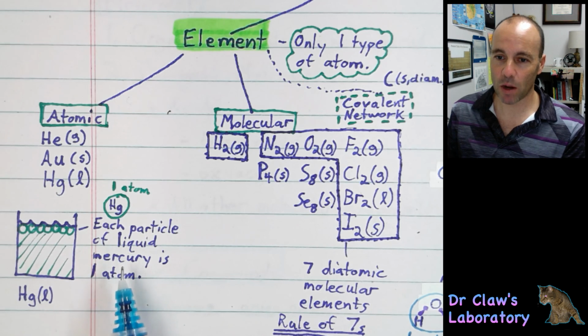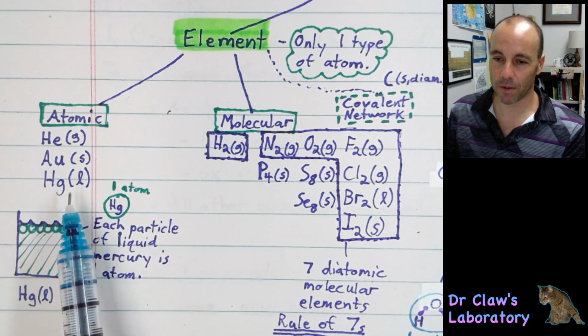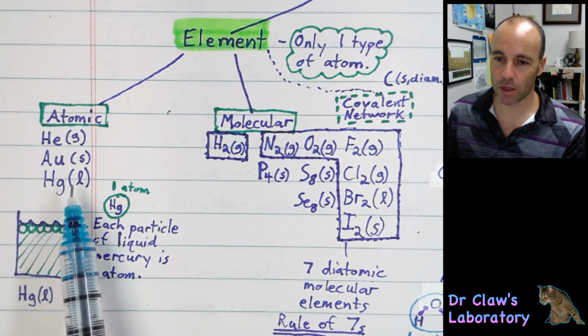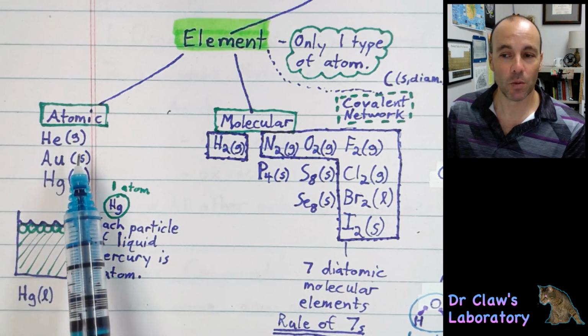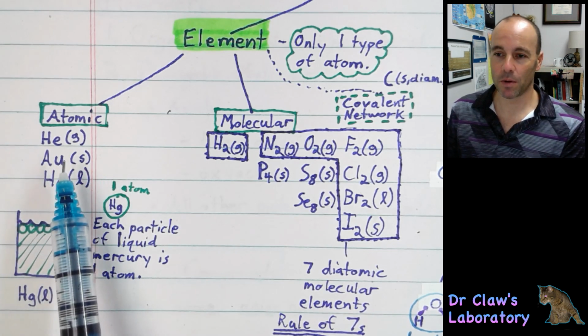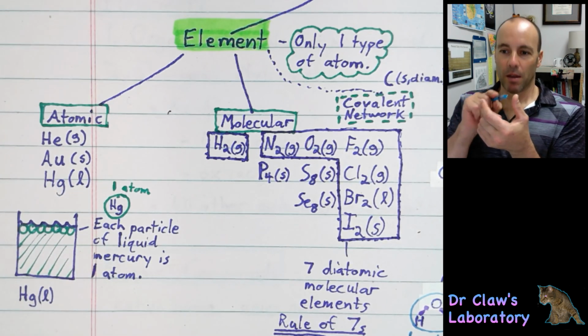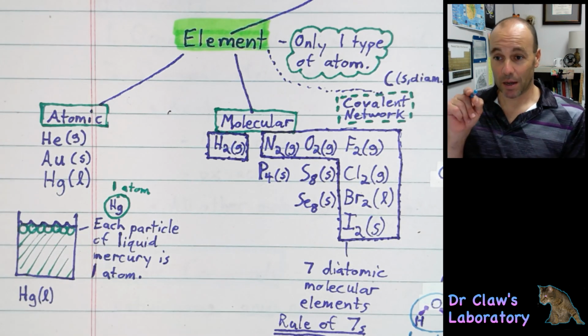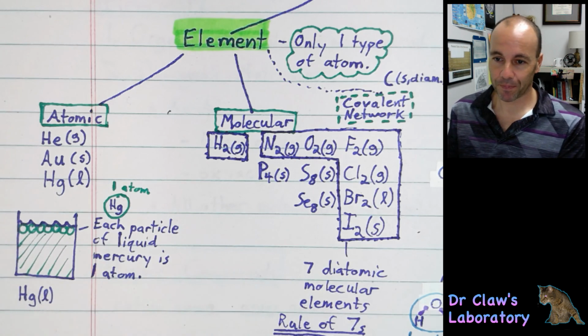And that's why we represent it as Hg, and you could put the 1 there, but if there's just one, you don't have to. So Hg, liquid. Now, solid gold would also be atomic, and if you were to examine a piece of gold, look at all of its particles, they all look identical. Pick out any one, and there's just a single atom of gold in there. Also an atomic element.